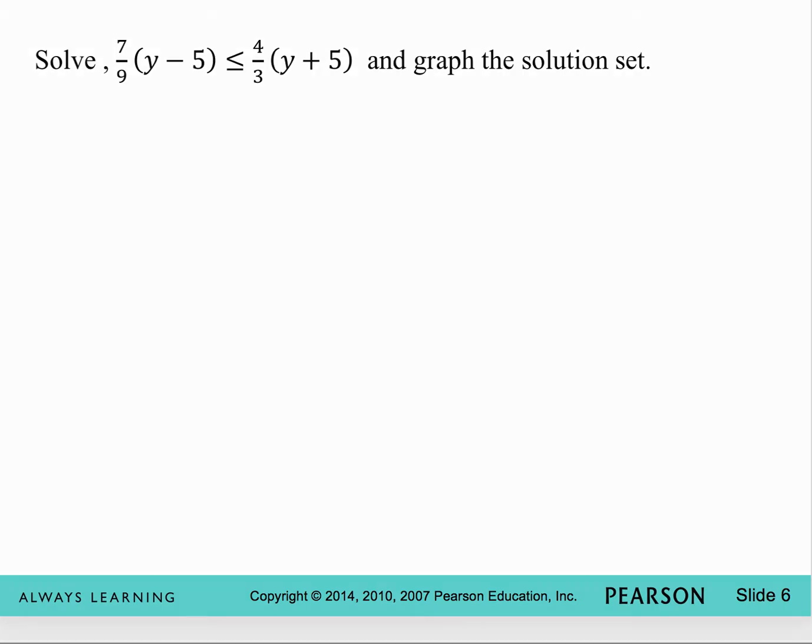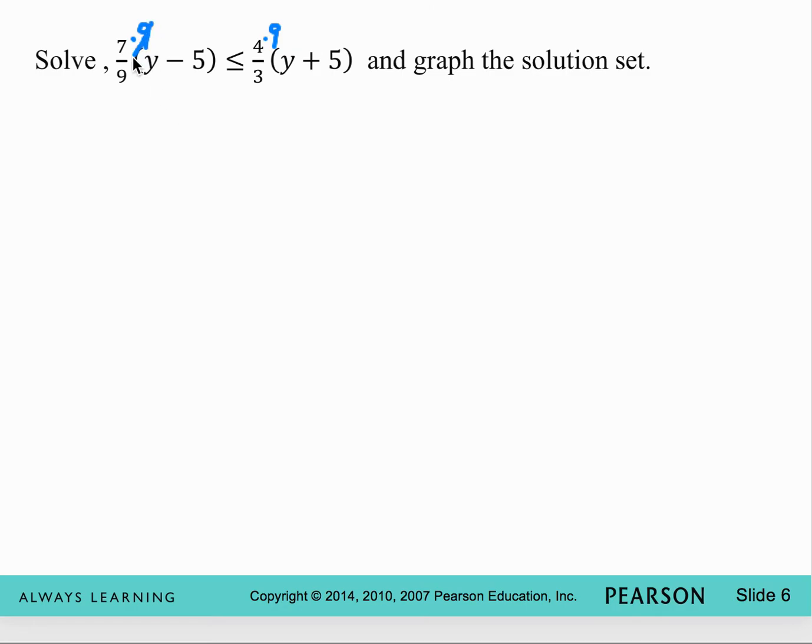Okay, fractions, but it's okay as long as we have an equal sign, remember, or some kind of equality relationship. I can get rid of fractions. I just need the common denominator, which between these two is 9. So I'm going to multiply everything by 9, not inside parentheses, right?